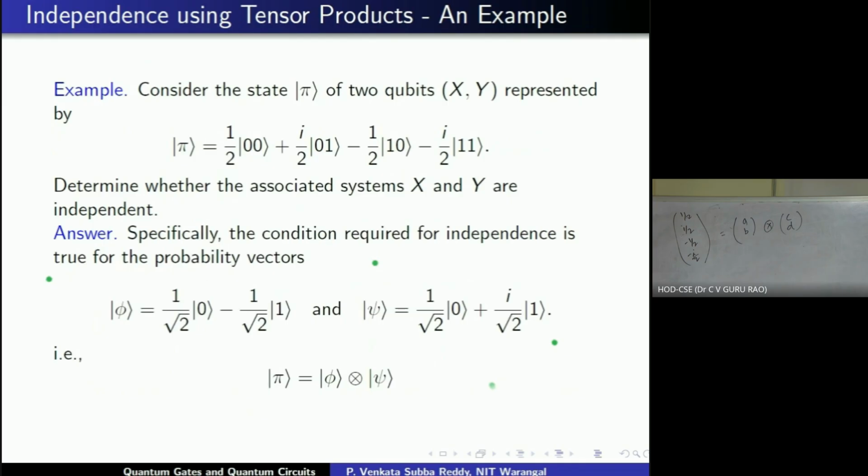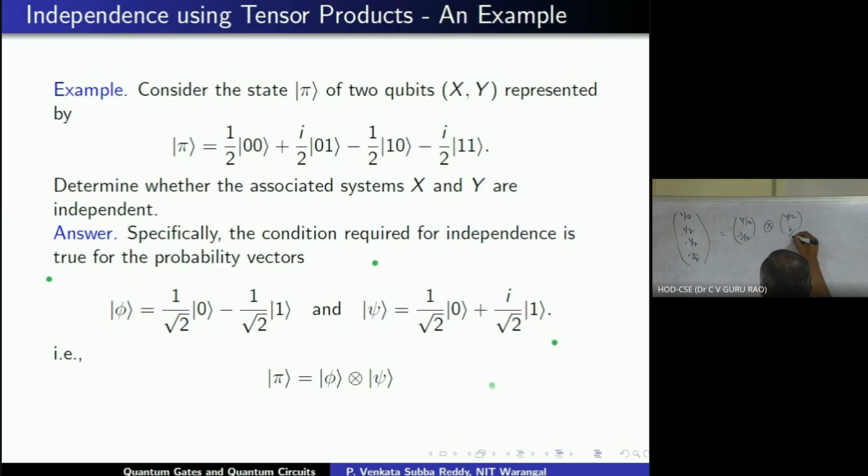The first system state you can say is 1 by root 2 ket 0 minus 1 by root 2 ket 1. That means what is the A value? 1 by root 2. What is the B value? Minus 1 by root 2. What is the C value? 1 by root 2.